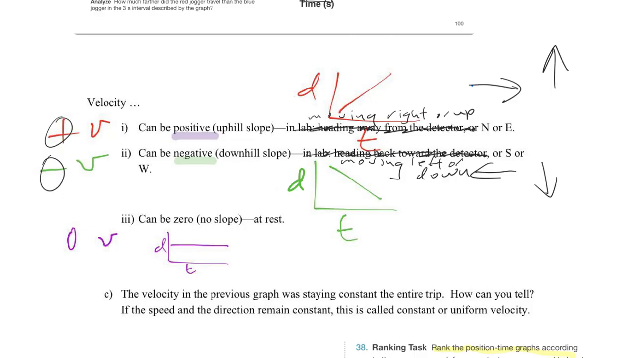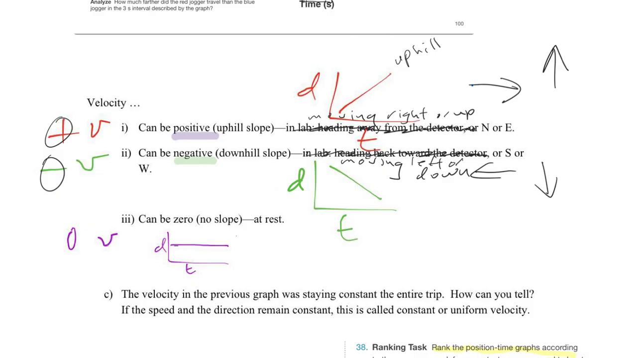Okay. But you also can have zero slope with a horizontal line. So if you have an uphill slope, it's like you're climbing a hill. The velocity by definition is positive. If you have a downhill slope on a d versus t graph, you're going to have negative velocity.